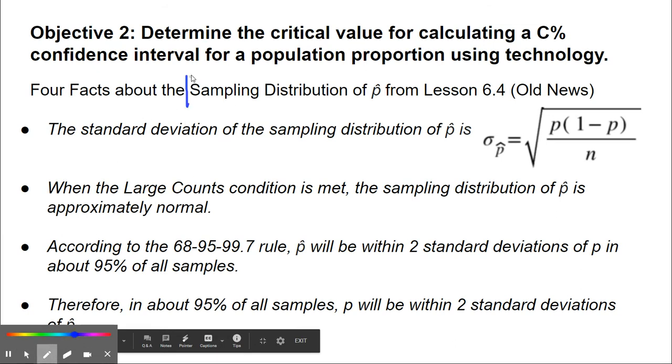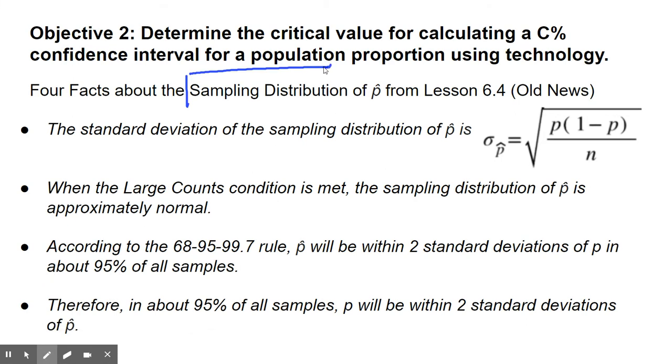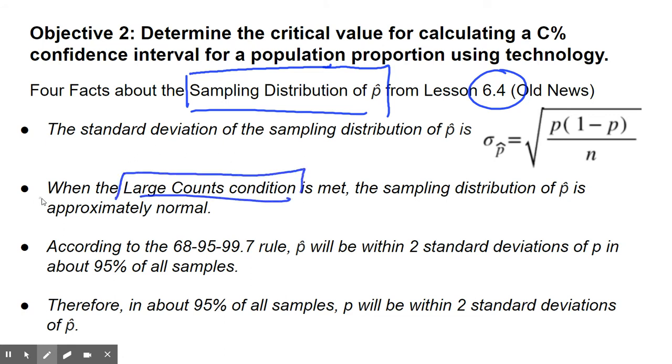of p hat. Okay, and again, from last chapter. So first of all, the standard deviation was this formula, okay? Again, that's just the formula we used. We're going to use a similar formula like that in this section. Number two, when the large counts condition is met, you can assume you're approximately normal.